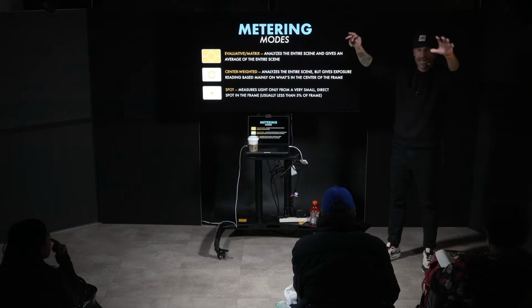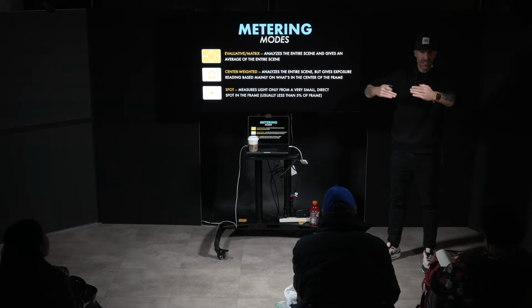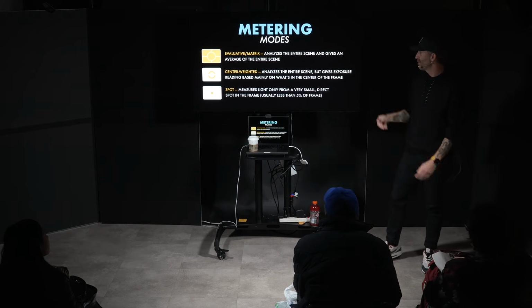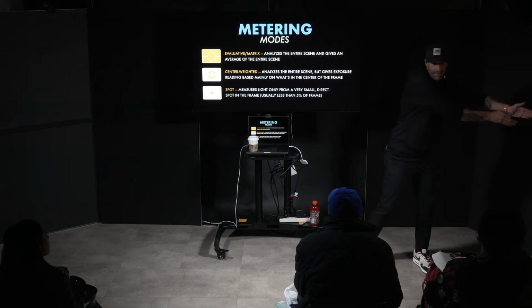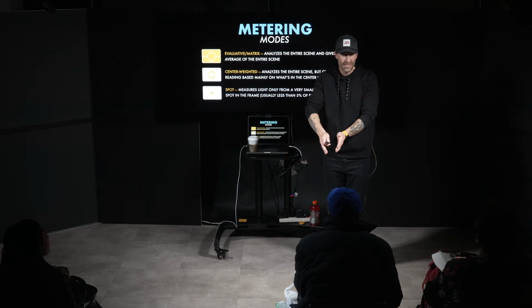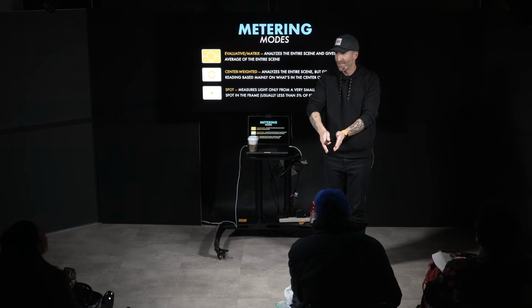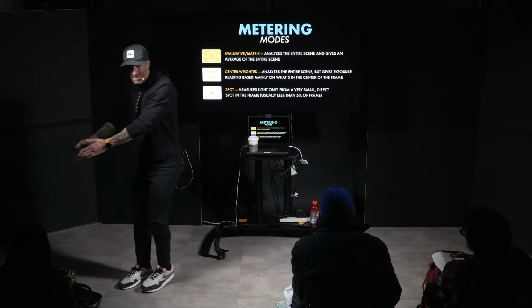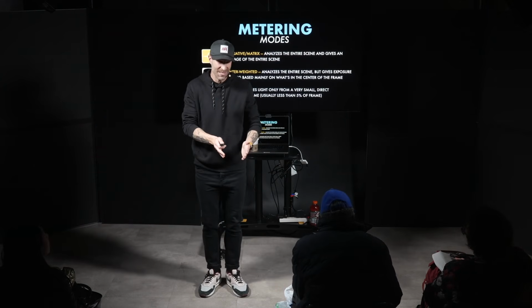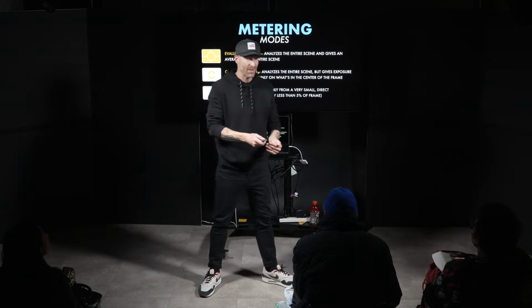But for now, we have evaluative and matrix, which is basically taking an average. What is that doing? It's reading the tonal ranges from your entire scene, and it's averaging. What does your camera want to do? It wants to take absolute black and turn it to not 50% gray, right, Michael? And it wants to take absolute white and turn that to not 50%, but 18% gray. That's what it wants to do.